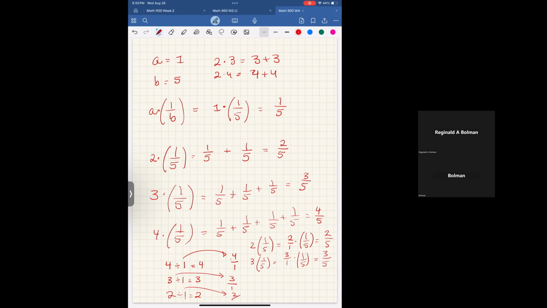And we can write the 4 times 1/5 as 4/1 times 1/5, which gives us 4/5. Awesome. I hope you guys see the pattern.